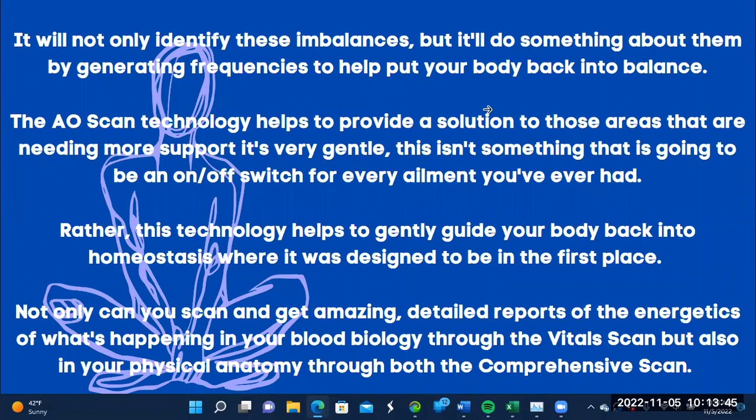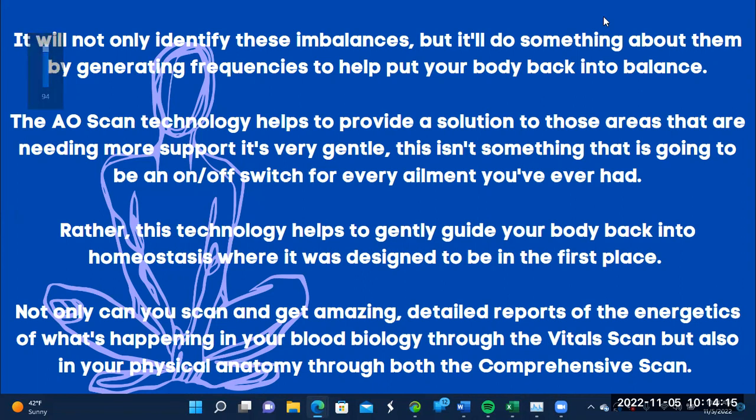But it will do something about them by generating frequencies to help put your body back into balance. The AO scan technology helps to provide a solution to those areas that are needing more support. It's very gentle. This isn't something that's going to be an on-off switch for every ailment that you've ever had. Rather, this technology helps to gently guide your body back into homeostasis, where it was designed to be in the first place.